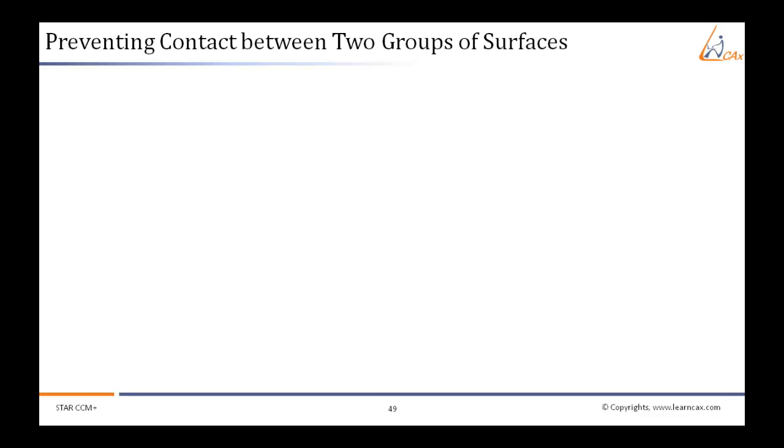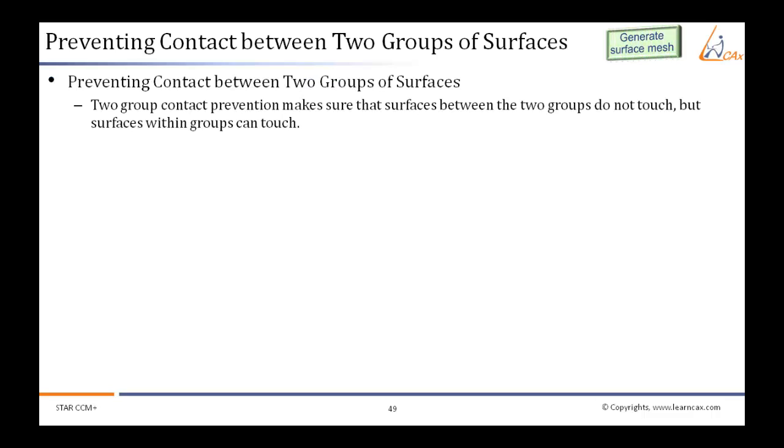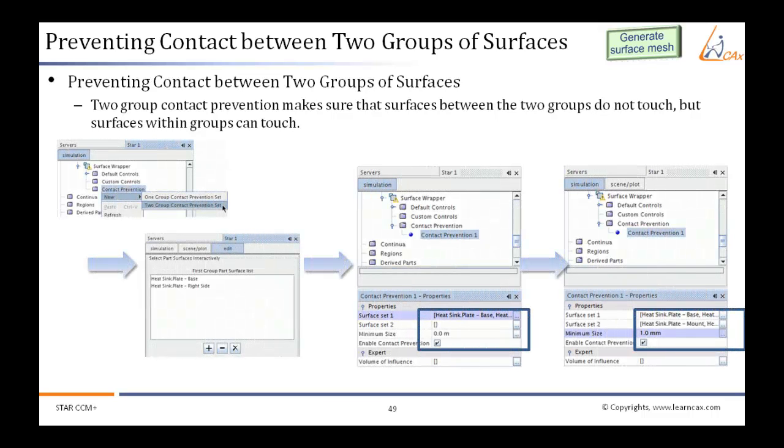The next type is preventing contact between two groups of surfaces. Two-group contact prevention makes sure that the surfaces between the two groups do not touch, but surfaces within groups can touch. To activate this option, right-click the Operations, then Surface Wrapper, then Contact Prevention node and select Two-Group Contact Prevention Set.